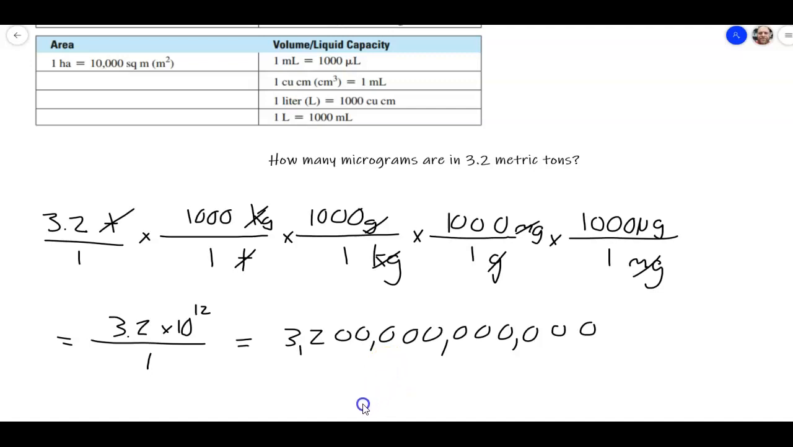All right, and that's all I have for you for this section. Remember, a lot of this is based off of the last section. It's just that we're working in metric system this time.